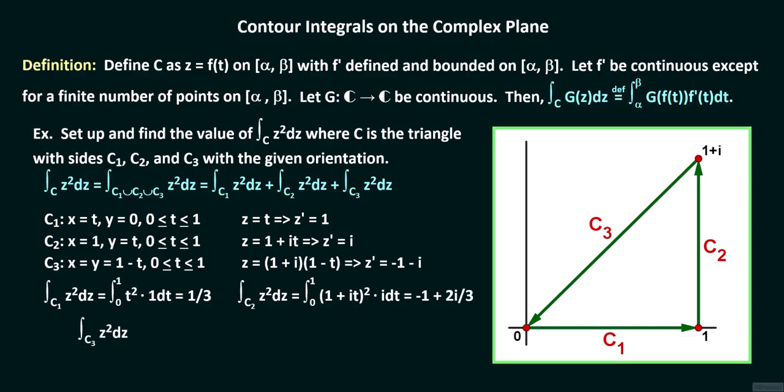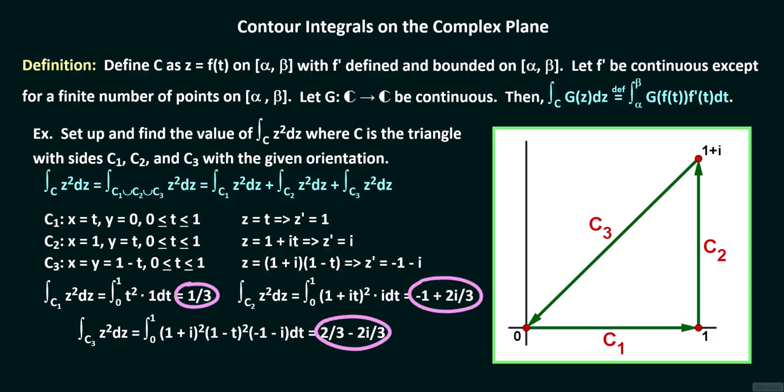For the contour integral of z squared along c sub 3, we square the product of 1 plus i and 1 minus t, multiply the result by z prime, or minus 1 minus i, and integrate from t equals 0 to t equals 1. The value of the integral is 2/3 minus 2i over 3. We add these all up and find that the contour integral of z squared around c equals 0.